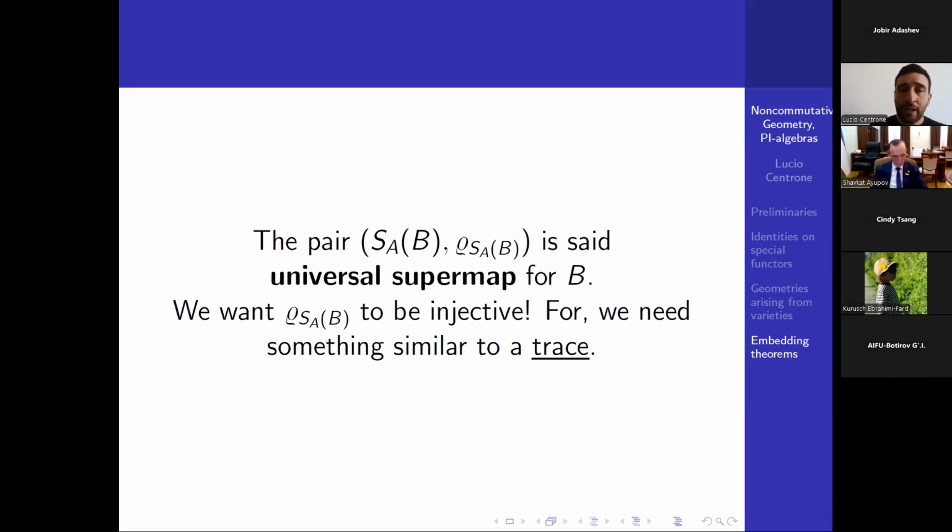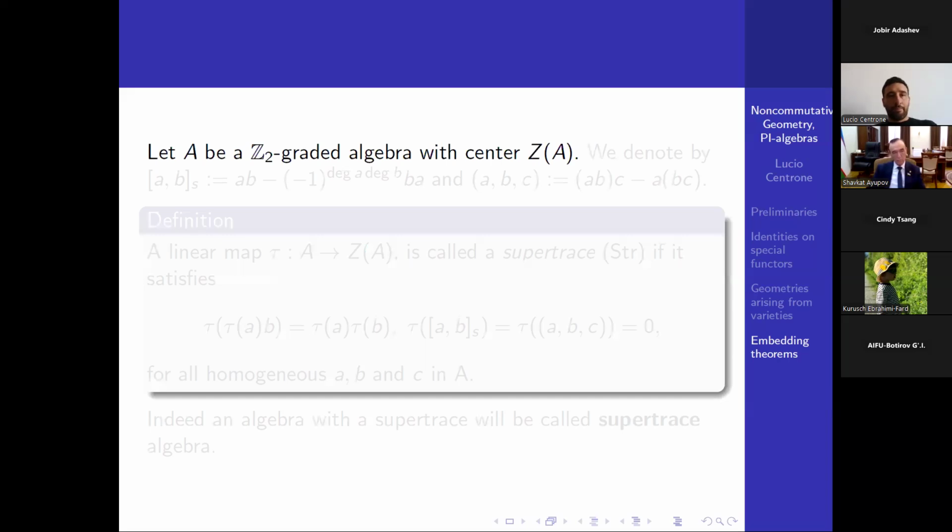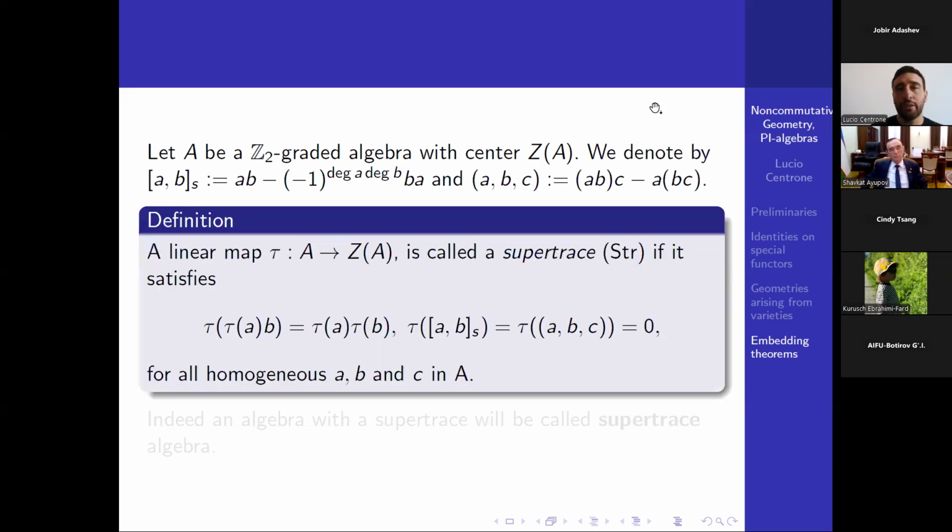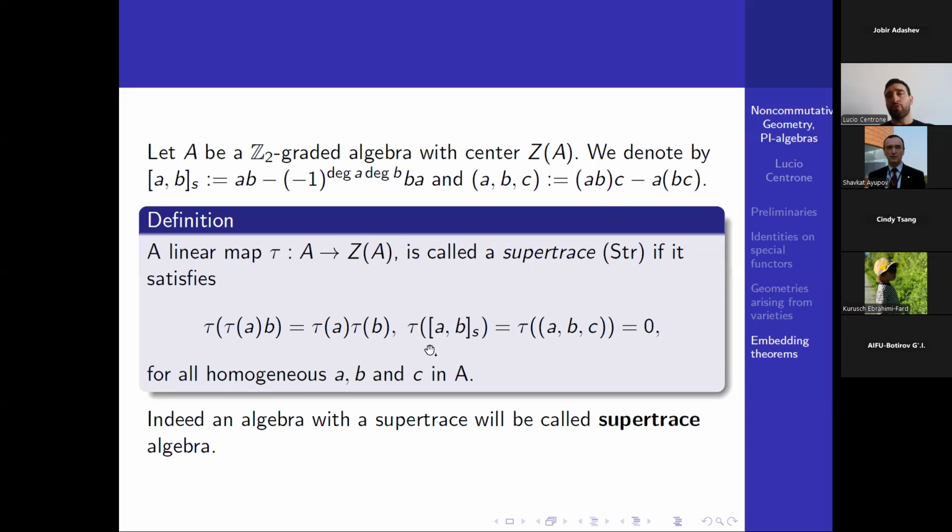In order to do this, we need to construct something similar to a trace. Okay, in order to construct this trace, we start off with a Z2 graded algebra A having the center ZA, and we denote this generalized commutator by this symbol, and the generalized associator by this one. So, a linear map from A to the center is called a supertrace if it satisfies these properties for all homogeneous a, b, c in A. Of course, an algebra with supertrace will be called a supertrace algebra.